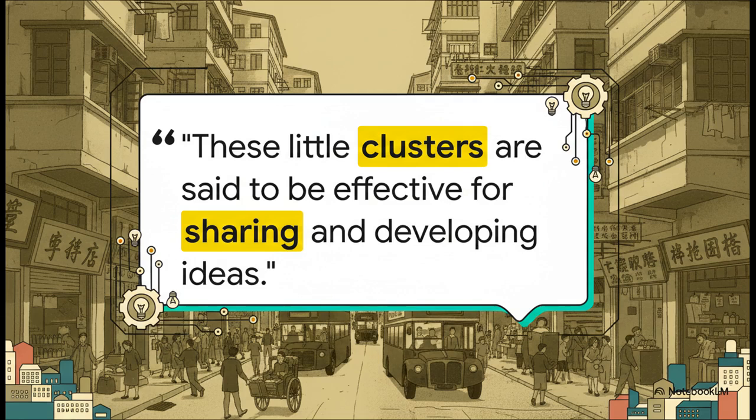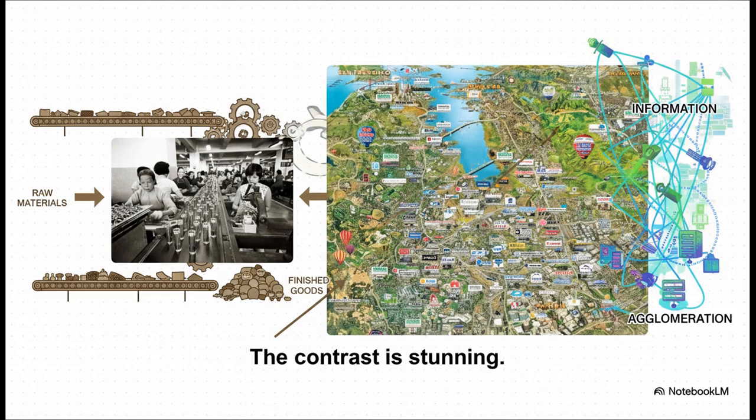It's amazing. So let's put it all together and just look at the difference. On the left, you have the old model, a single factory, packed with people, defined by physical stuff going in and out. And on the right, you have the new model, a huge, interconnected hub, defined by the flow of information and the power of being close to each other. I mean, the contrast is just night and day.